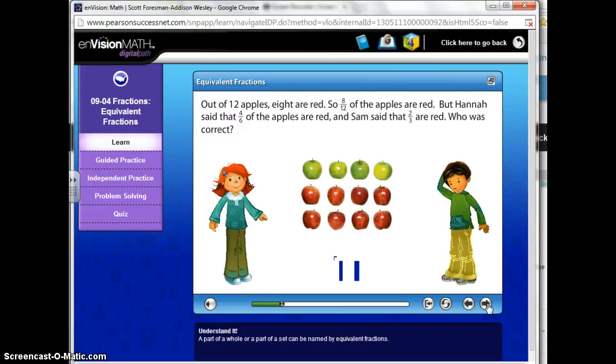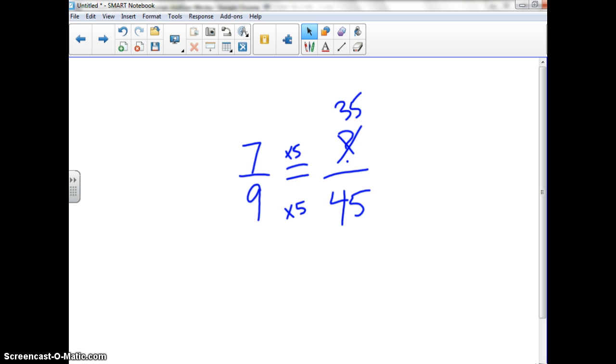Well, let's try Sam. Now, Sam says that 8/12 is the same thing as 2/3. I'm writing this off to the side again. How did I get from 8 to 2? Obviously, I divided, right, because my number got smaller. What did I divide by, Kaylin? If I do it to the top, I have to do it to the bottom. Is that correct? So now we know that this is the same, this is the same. They're all the same thing. All of them.